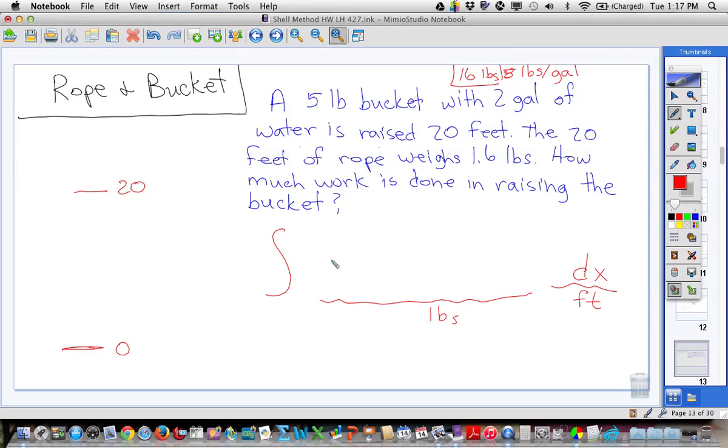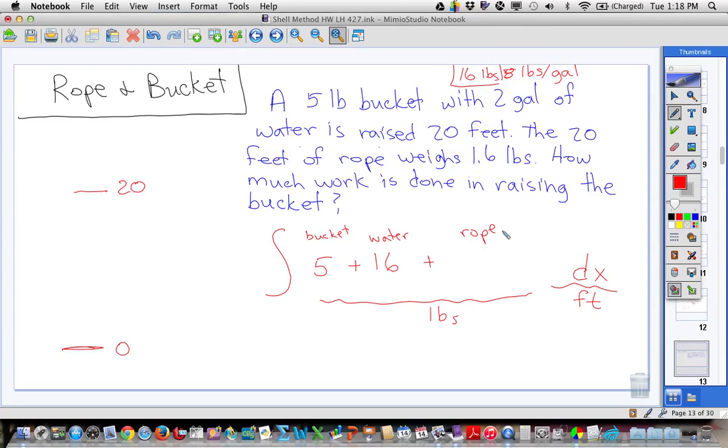All right, so here we could do 5, since that's not going to change, so that's our bucket. Okay, plus 16, that's our water. So as we lift it up, that's not going to change. Plus our rope. Now that is going to change. So we're going to need an equation there. So we need an equation that's going to be pounds of rope. Something will have to be negative in there.